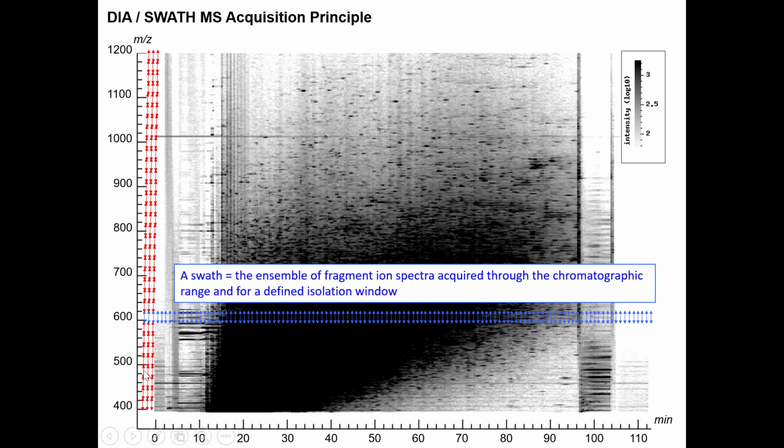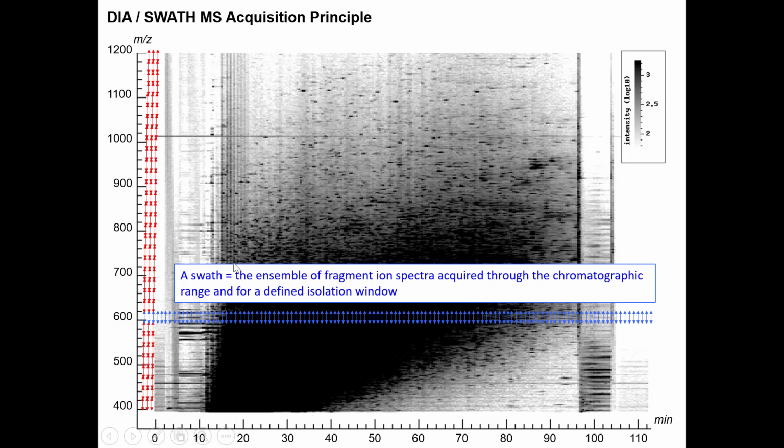What's shown here in red is the precursor isolation scheme. Each one of these little double-headed arrows indicates the width of the precursor isolation window. One duty cycle of the mass spectrometer is when you go from 400 all the way to 1200 with these. In this case the window width is 25 m/z units, and it takes 32 of these to get from 400 to 1200, so we can cover the whole mass range in one cycle.